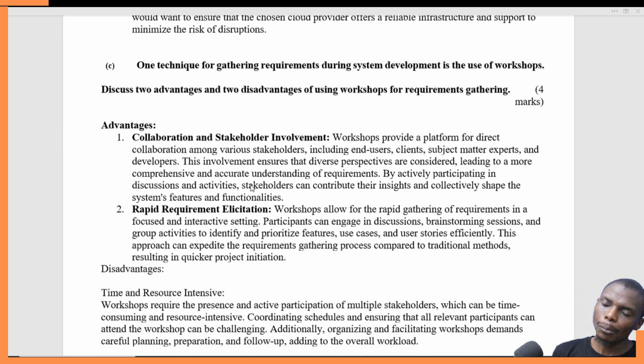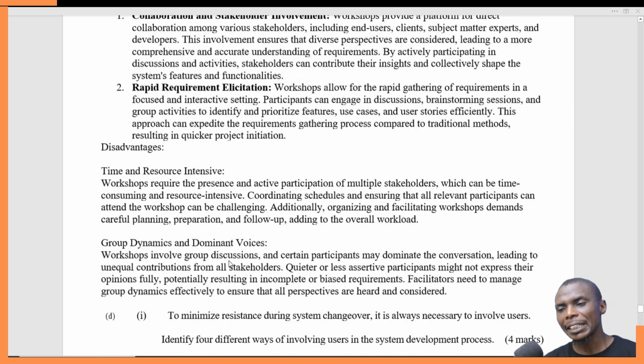But again, it has some disadvantages that will come from it. The first disadvantage is time and resource intensivity, because a workshop requires the presence and active participation of these multiple stakeholders. This must need some time. It must be time conscious. There must be an arrangement of time and even resources. You may remember you will need to pay maybe for a hotel or some room that these people will sit in, so that you plan and prepare and even follow up.